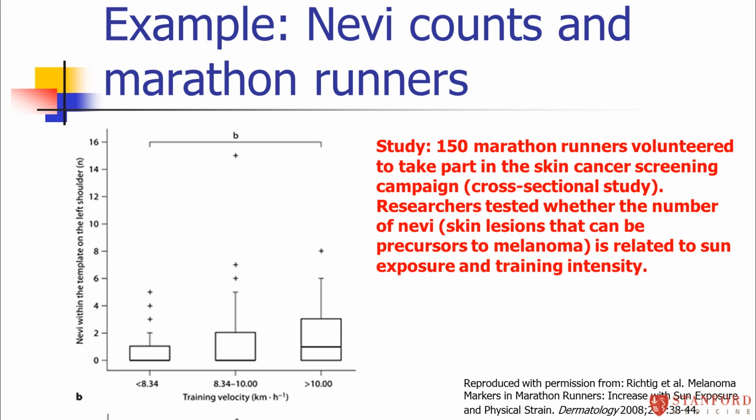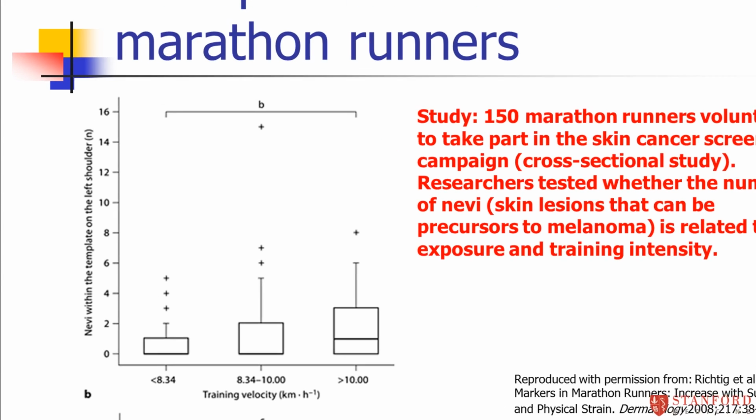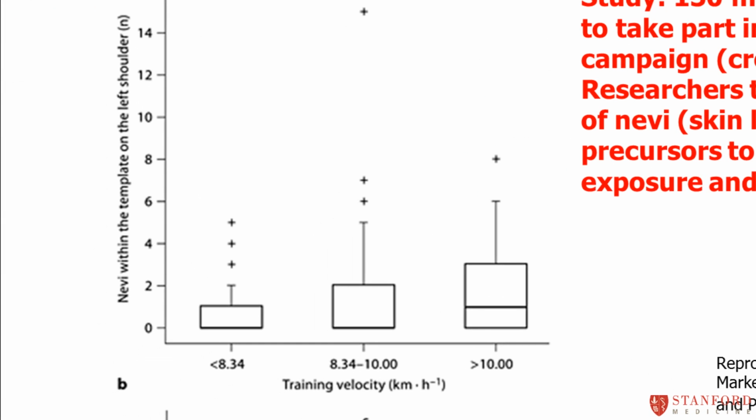And so here's the results looking just at training velocity. They grouped people according to their training velocity, a slow group, a medium group, and a fast group. That last group on the right is the fastest group. Then they counted up their nevi. Here are the box plots for the nevi counts. Our outcome variable here is nevi counts.